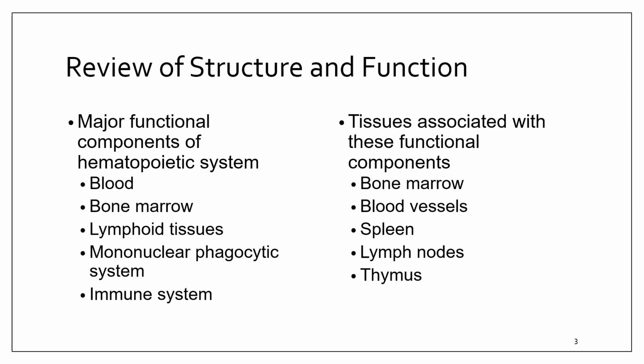Before we jump into the diseases, we need to make sure we're all speaking the same structural and functional language. The hematopoietic system includes blood, which is the circulating tissue, bone marrow, which is the production site, and lymphoid tissues, such as lymph nodes, spleen, and thymus. Also, the mononuclear phagocytic system. This is the macrophages doing cleanup duty. The immune system, because defense is everyone's job.